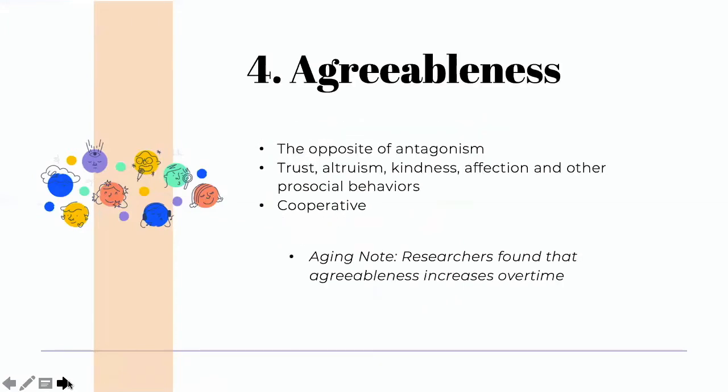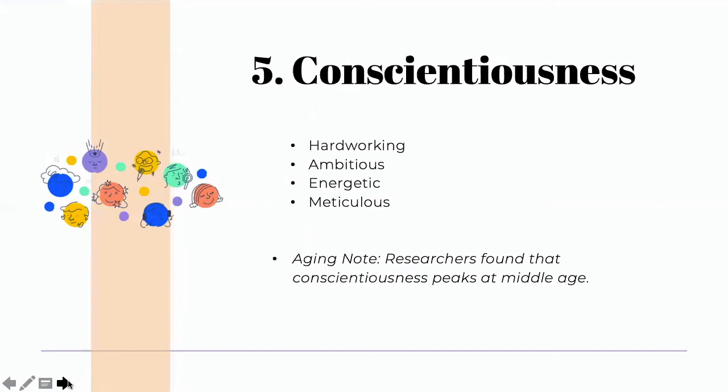Fourth is agreeableness. And this is the opposite of antagonism. So someone who is agreeable pretty much doesn't have a problem getting along with other people, as someone who is an antagonist would. So there is trust, altruism, kindness, affection, and other pro-social behaviors that bring people together as a community. So overall, someone who's agreeable is cooperative. And research has found that agreeableness increases over time as we age.